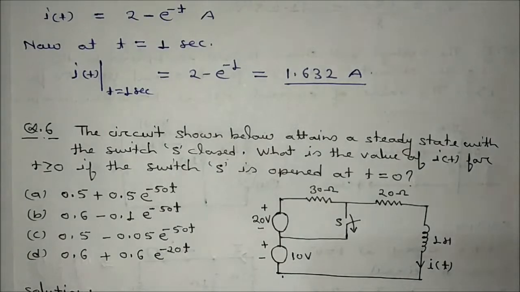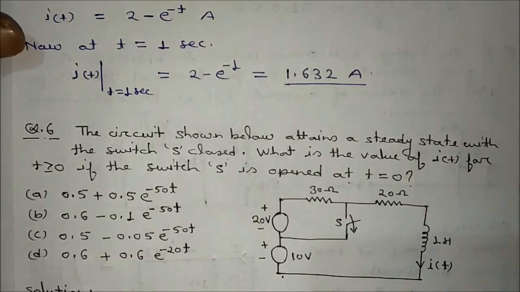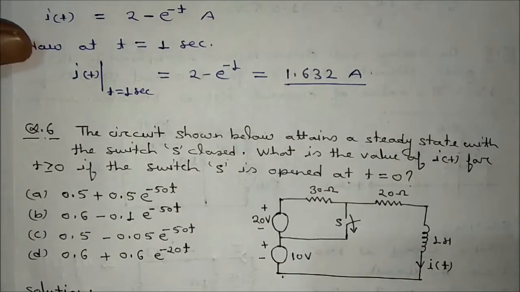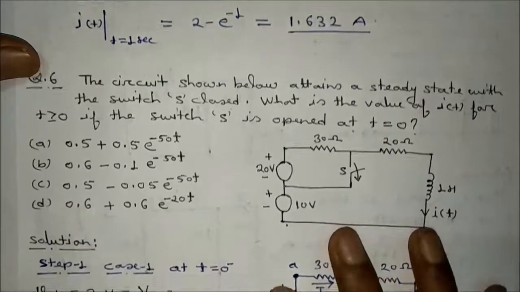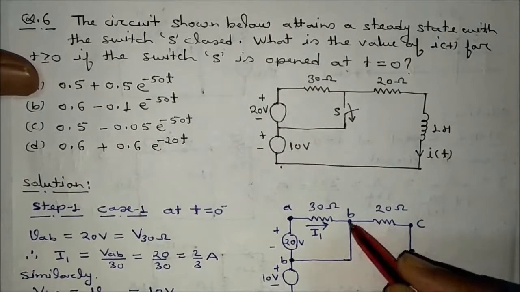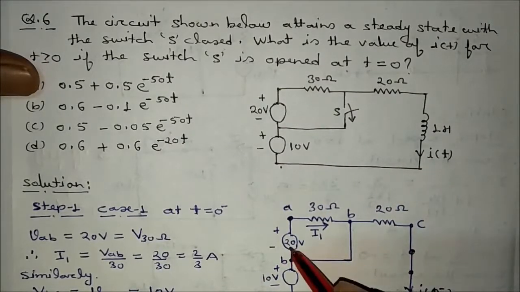That means before t equal to 0, the switch is closed, and after t equal to 0, the switch is getting open. It is asking about the value of I_L, the inductor current. We will follow the same steps again. Step 1: at t equal to 0 minus, the switch is closed.